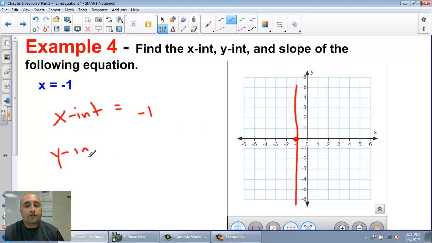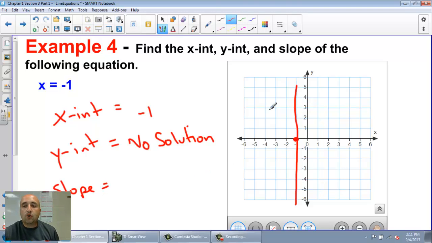What is the y-intercept? Does this graph ever cross the y-axis? And you should notice that no, it does not. It never crosses the y-axis. So there is no solution for the y-intercept. And lastly, we need to figure out what the slope is. Remember, there's 4 types of slopes: vertical, horizontal, diagonal down and to the right, diagonal up and to the right. This one is a vertical.